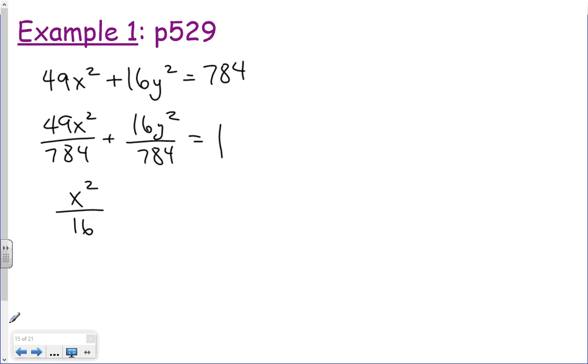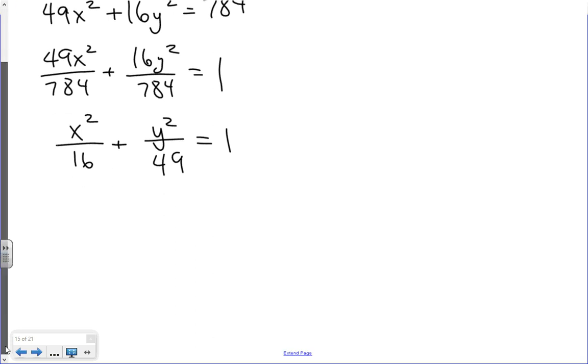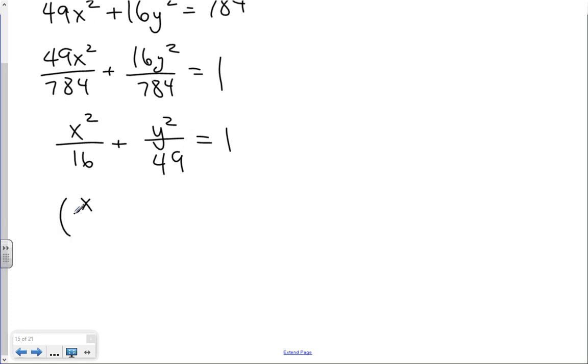And then do the same thing with 16 over 784. That simplifies to 49, or y squared over 49 is equal to 1. Again, you can check that calculation out there on your calculator. We're almost to the center radius form. Let's just rewrite this one last time here, and let's write it as x over 4 squared plus y over 7 squared is equal to 1.